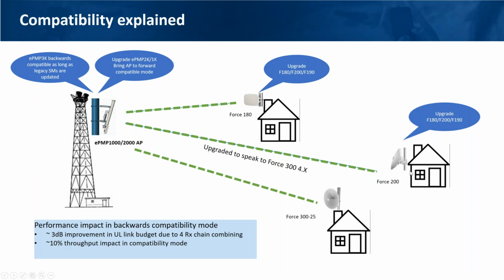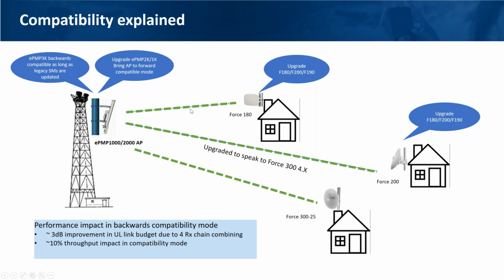When you have an 11AC subscriber speaking to an ePMP 3000 or even a legacy subscriber, there is a 4x4 antenna now. There are multiple receive chains. So there is an additional uplink gain improvement that you see just by replacing the AP. There are some other things under the hood that we enable, such as LDPC, that brings additional error correction in the uplink and downlink as you move into the compatibility.